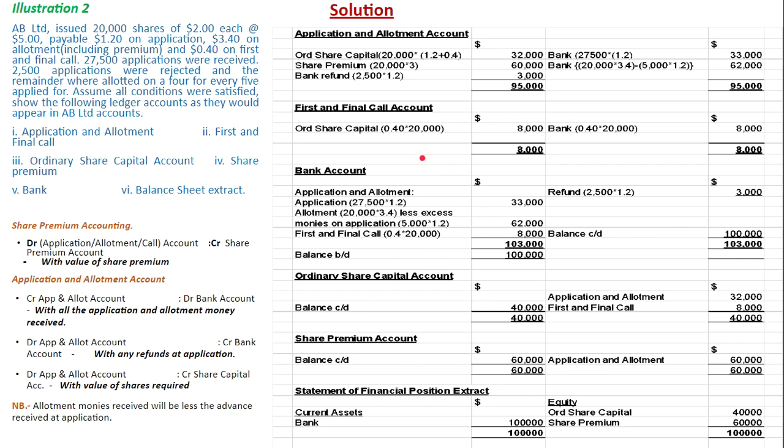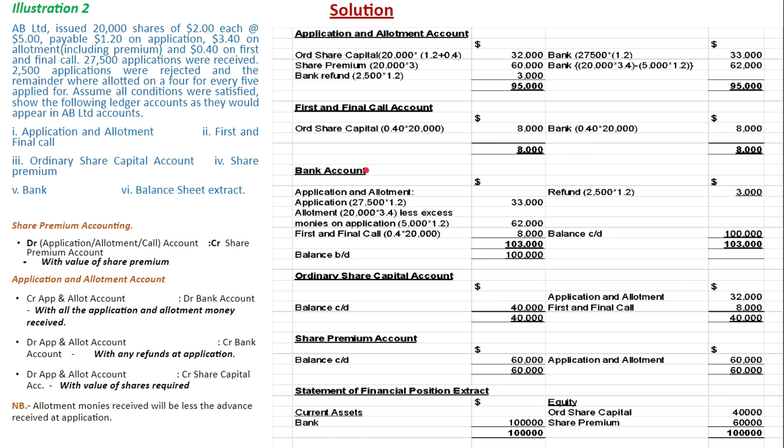Next, we need to record the ordinary share capital value received on first and final call. We debit first and final call account and credit ordinary share capital account. So ordinary share capital, 40 cents times 20,000 will give us 8,000. Double entry, ordinary share capital account, we have our first and final call narration to give us $8,000. So like we said before, the application and allotment account and the first and final call account always balance off. So we can see that our application and allotment account is balanced off. Our first and final account is balanced off.